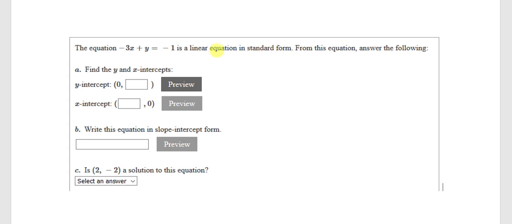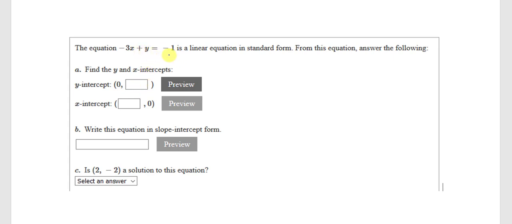Standard form means x and y are on the left side and the number is on the right side. For this question, they ask you to find the x and y intercept. To find the y-intercept, we let x be 0 and we solve for y. The question already sets x to be 0, and now you just solve for y.